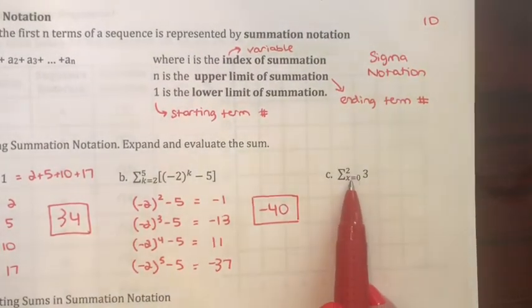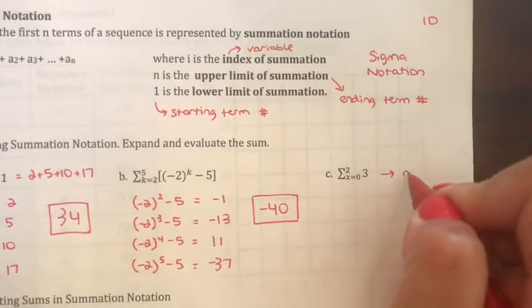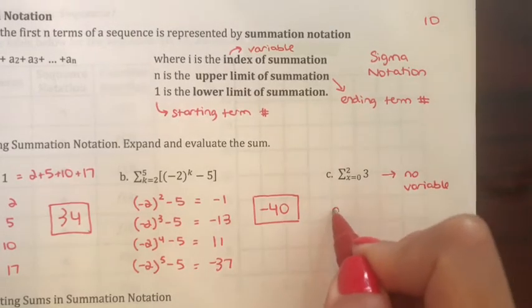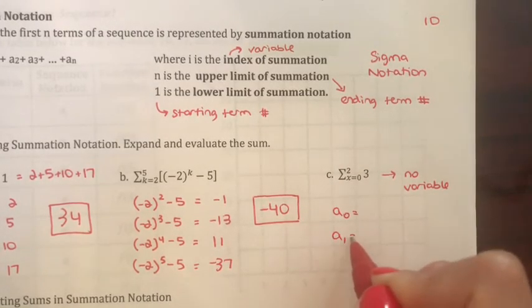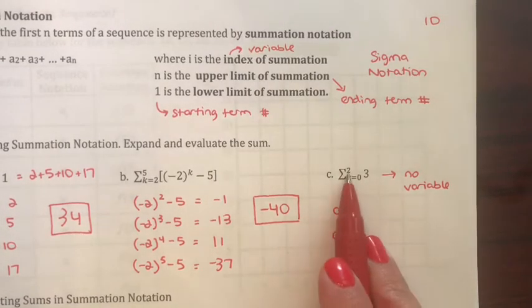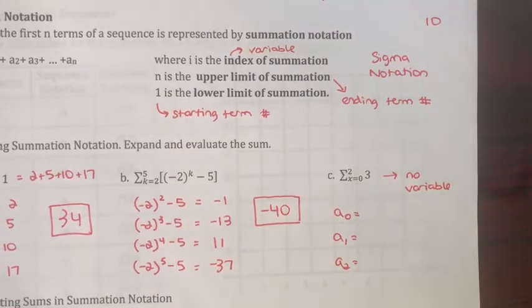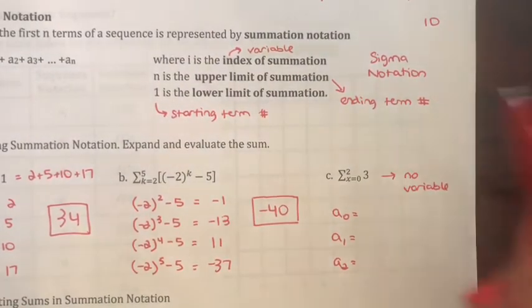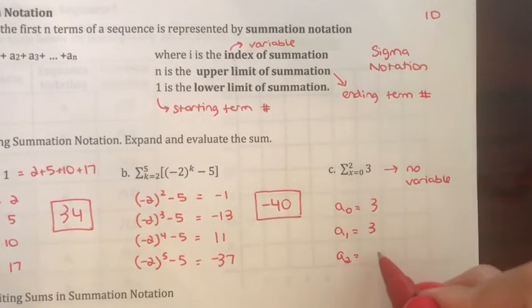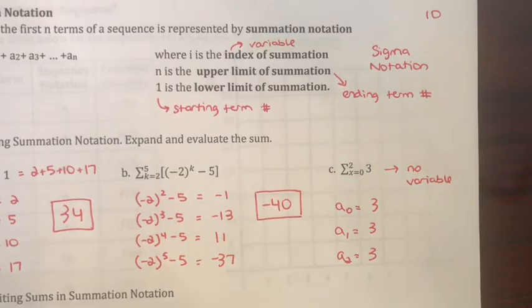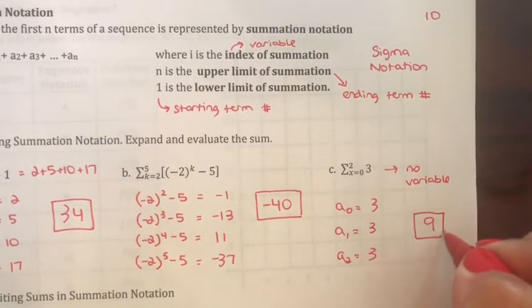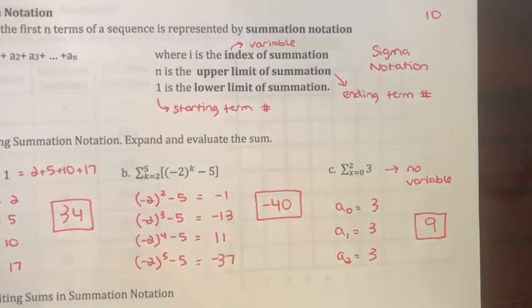Now, this last one's a little bit different because you'll notice there is no variable. So let's say I have a sub 0, a sub 1, and a sub 2. I've got 0 as my starting term number, 2 is my ending term number, and I've got all of them in between. Now, I have nothing to plug in. So my first term is just 3. The next one is 3. And the last one is 3, because there's no variable, nothing to plug in. So if I add those all up, I end up with 9.